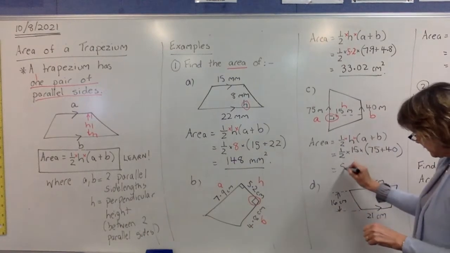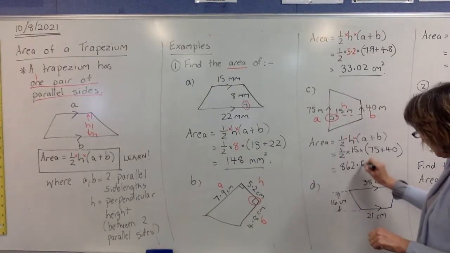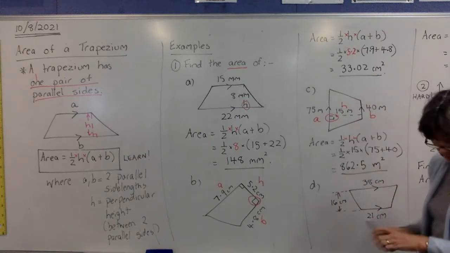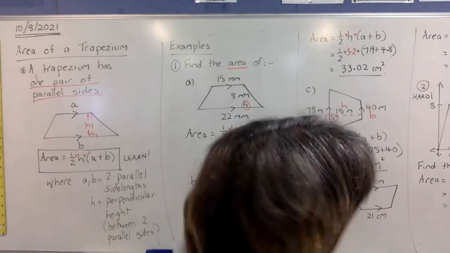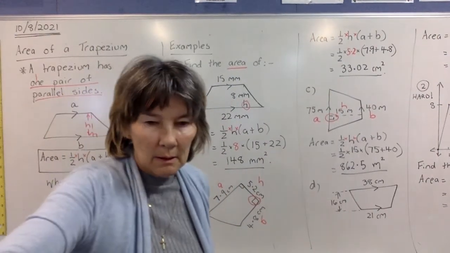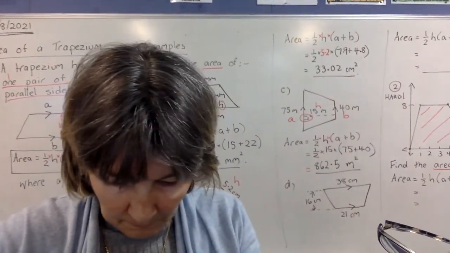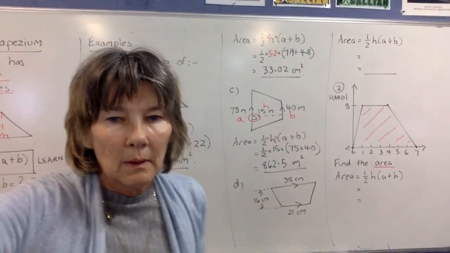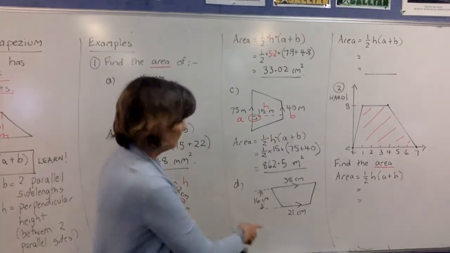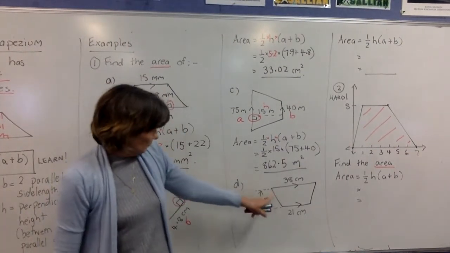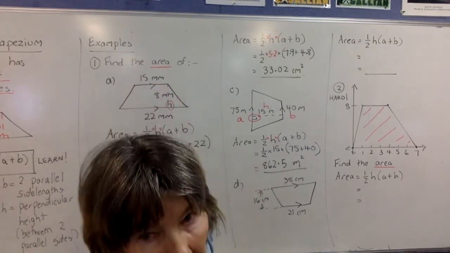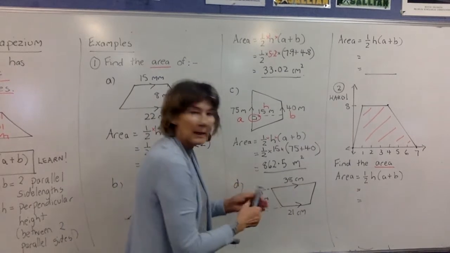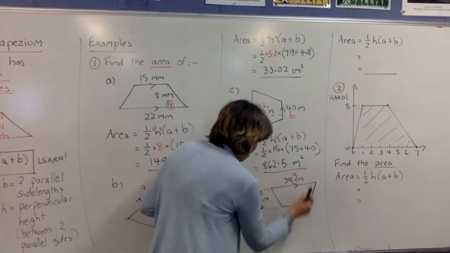So it's 862.5 metres squared for area. Okay, let's have a look at the next question. All right, so we're moving over here. All right, so this one down the bottom here, we have two parallel sides. So we're going to put A and B on those two parallel sides.